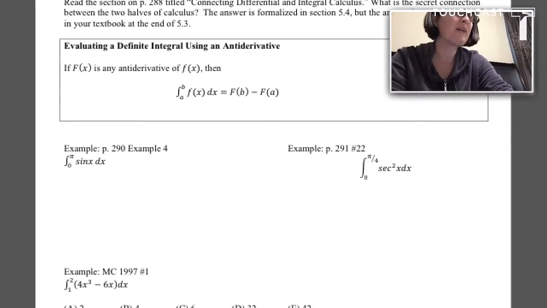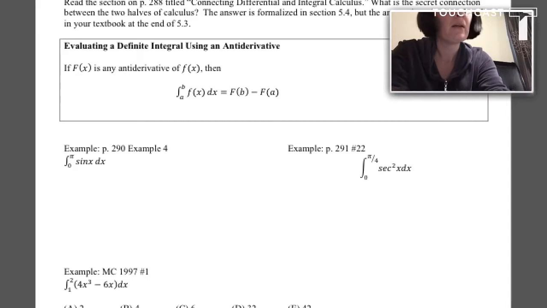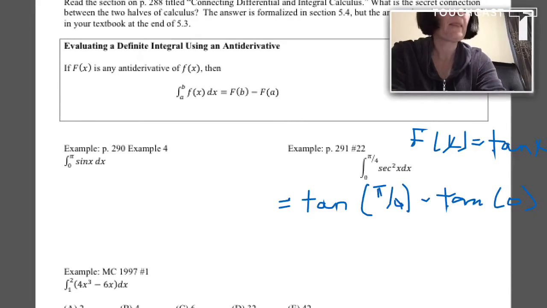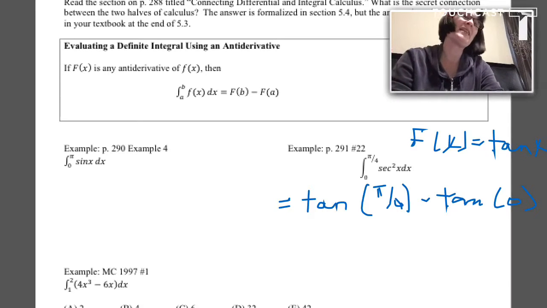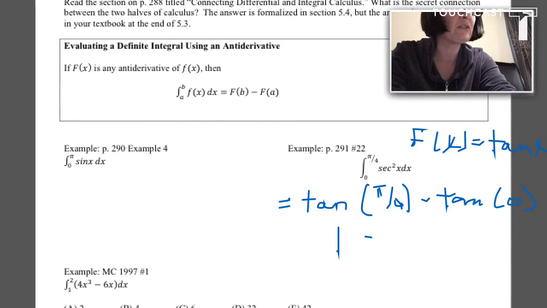Okay, I have a similar problem here. This time my integrand is secant squared of x. Can I think of a function whose derivative is secant squared? Yeah, capital F in this case is going to be tangent of x. So this integral has a value of tangent of pi over 4 minus tangent of 0. Tangent pi over 4 is 1 minus tangent 0 is 0. My answer is 1.